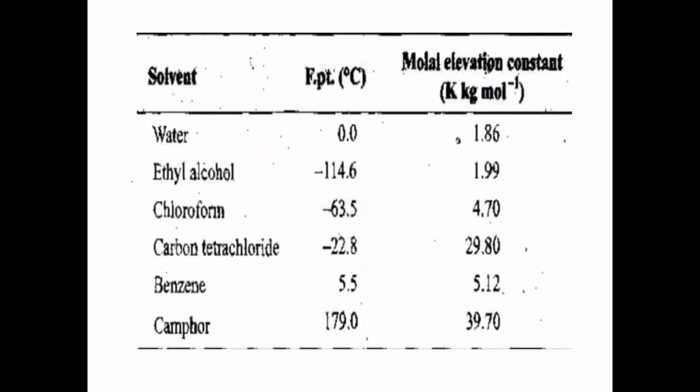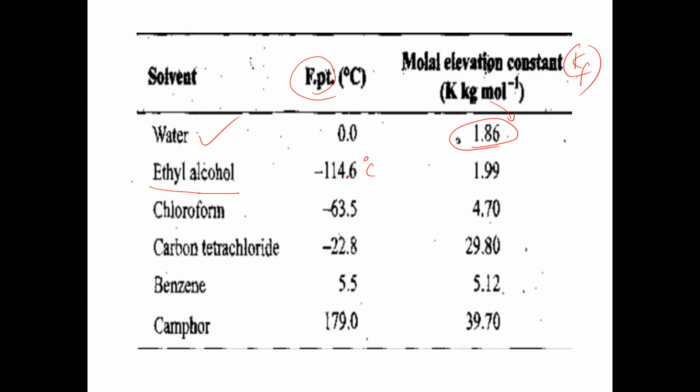Next, for different solvents, this KF value will be different. The KF value is different for different types of solvents. For example, water. For water, what is the freezing point? The freezing temperature of water is 0 degrees Celsius. Therefore, we get 1.86 Kelvin kg mole inverse. And ethyl alcohol, that is normal alcohol, has a freezing point of minus 114.6 degrees Celsius. As the freezing point is this much, we have to convert it into Kelvin.